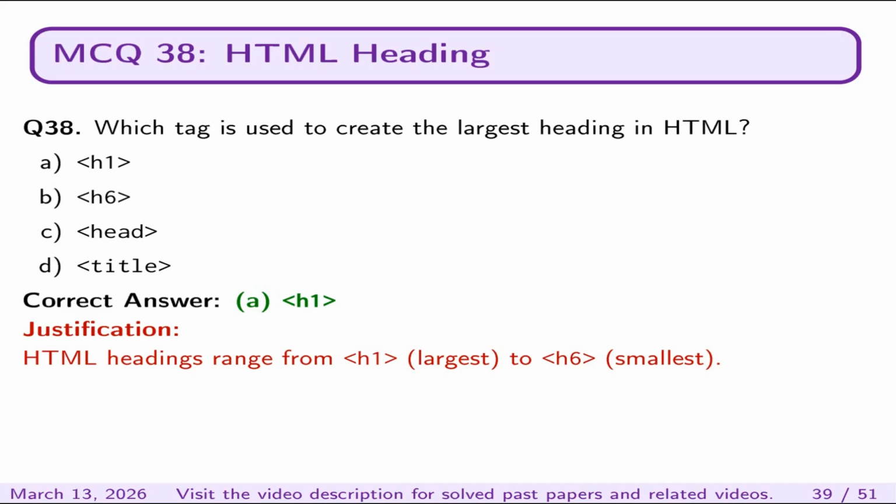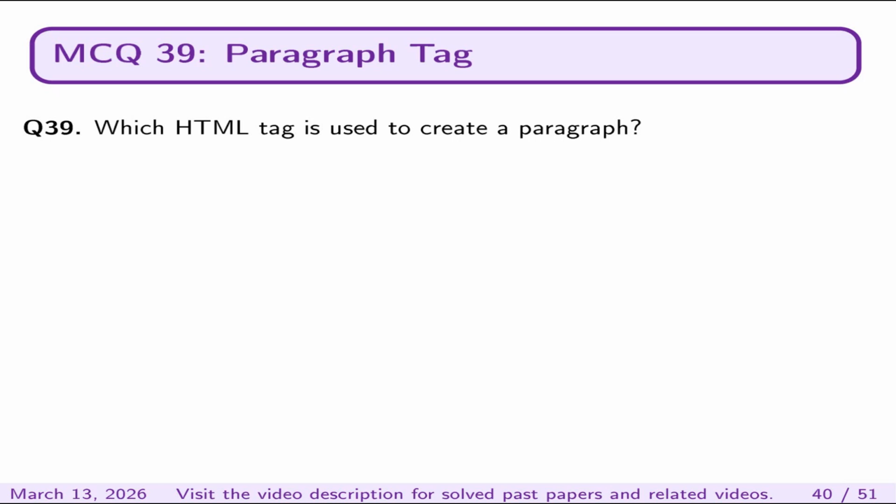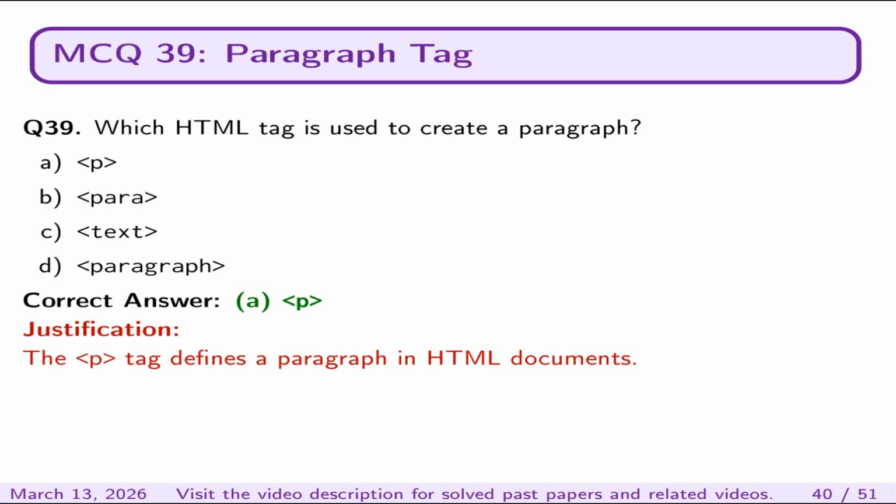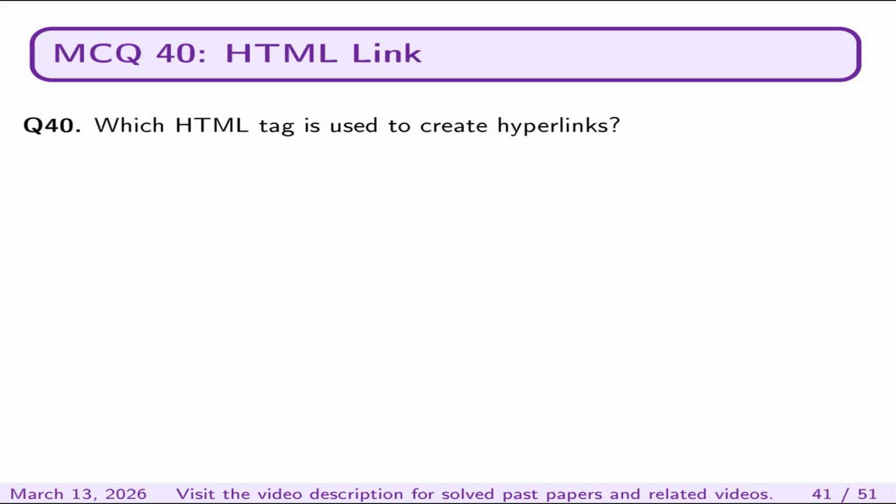Which HTML tag is used to create a paragraph: p, paragraph, para, text? The correct option is tag p. The p tag defines a paragraph in HTML documents.